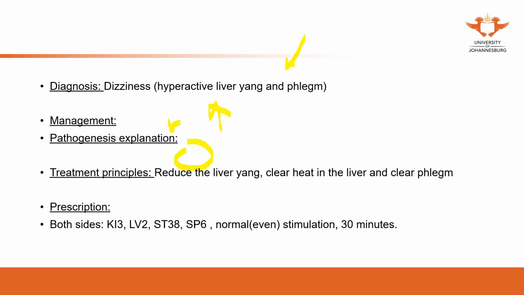And then, what are the treatment principles? The treatment principles go directly from the diagnosis. If a patient has hyperactive liver yang, we're going to reduce it, clear the heat, and clear phlegm, with prescriptions. What kind of treatments do you want to apply on the patient? Which points? What's the instruction? Do you use electricity or not, electrical acupuncture or not? These all need to be recorded clearly.